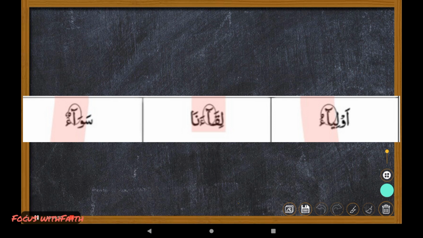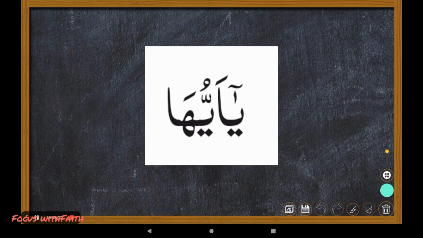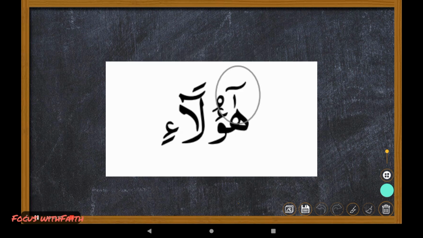Only exceptions are there. What are the exceptions? You have ya ayyuha. It seems like the same word, you have ya and ayyuha, but they are different. The same happens to ha'ula'i. These are a few of the exceptions where it looks like muttasil but they are munfasil, because in ya ayyuha you have two words. If madd and hamza are in two separate words, then it is munfasil rather than muttasil. So elongation should be given accordingly.